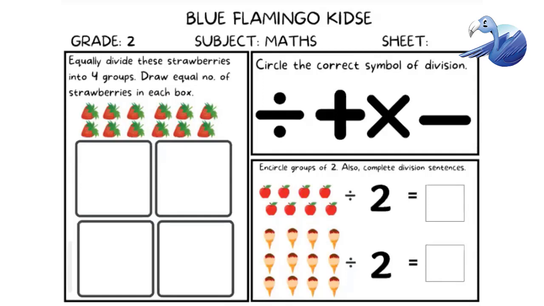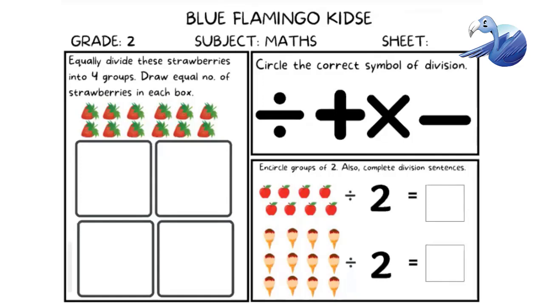Okay, so third question. Circle group of two also complete division sentences. See, क्या करना है हमें? We have to circle means two के group में divide कर देना है. सबको two में circle कर देना है. Two ऐसे इस तरीके से ना कि आपके एक circle में two apples आए, एक circle में two ice creams आए. Like that you have to encircle. You have to make two ice creams ke group banane hain by circling them. Okay.